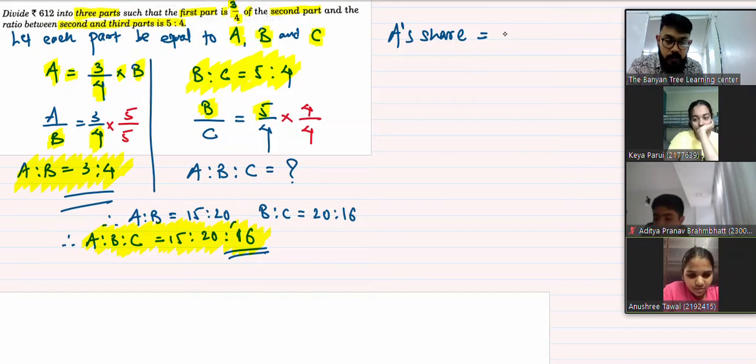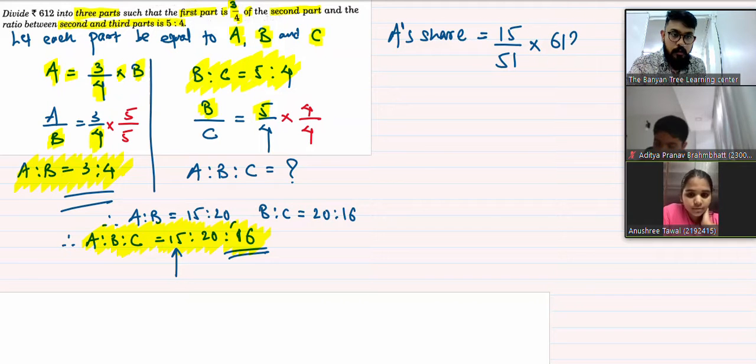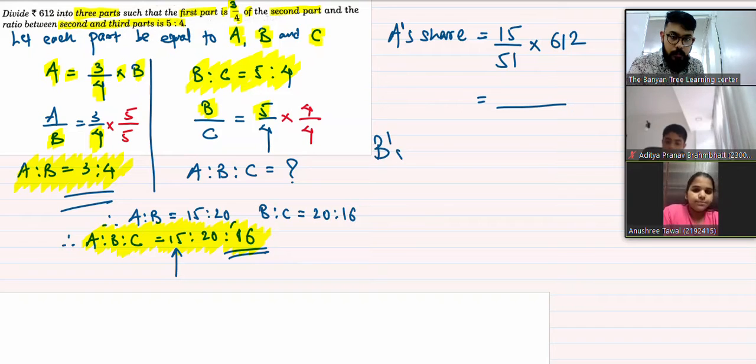Yeah, but first in the numerator you will write 15, which is A's ratio here. You see? And then you will add 15 plus 20, 35. 35 plus 16 will be 51. And then you multiply it with 612. You get A's share.